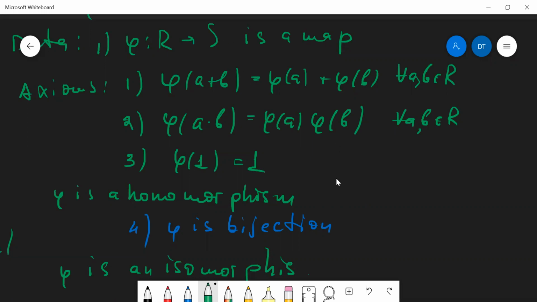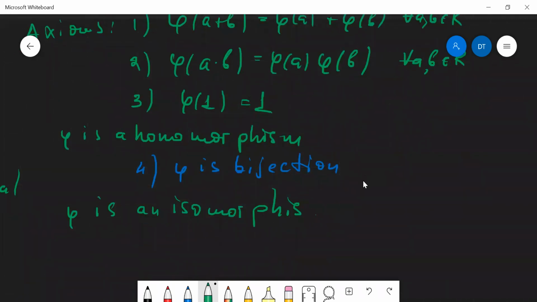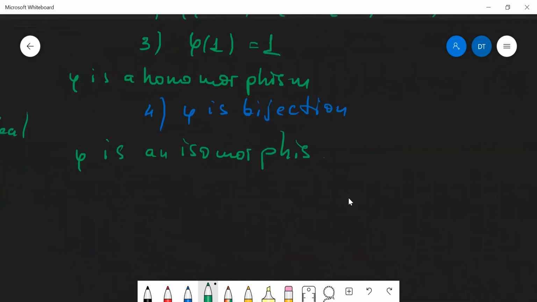Technically, this is exactly the same ring. They're just given by different sets with different names for the elements, with different names for the operations, but essentially they are the same. And if there is an isomorphism phi from R to S, we will say that R and S are isomorphic.